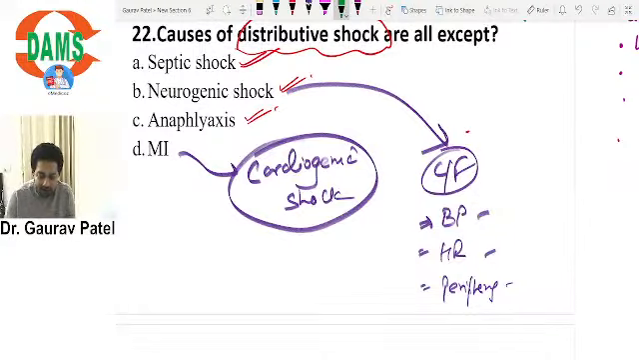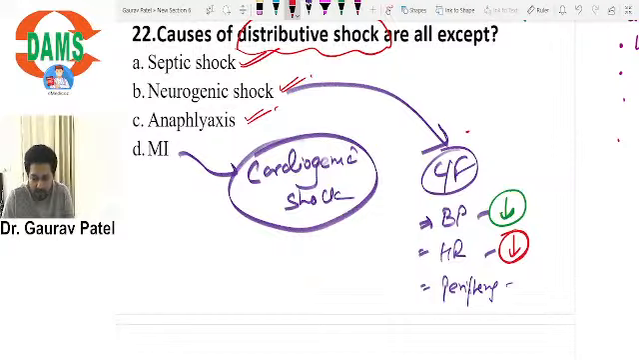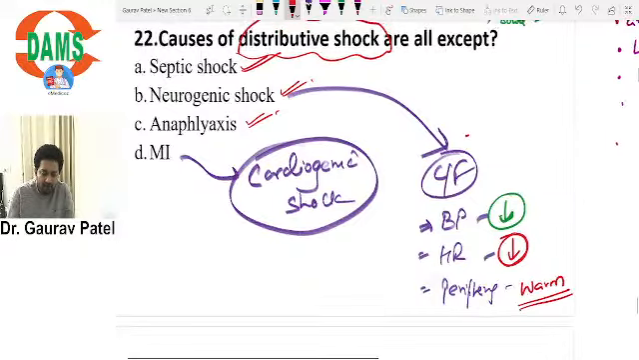In any kind of shock, the BP has to be low, then only it is shock. It is hypotension. What happens to the heart rate? Bradycardia, yes, very good. And what about the periphery? Cold or warm? Yes, warm periphery. So that is a typical picture.